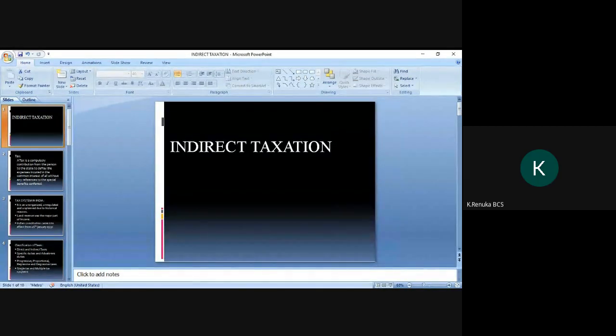Good morning. In today's class, we are going to see about indirect taxation. So, indirect taxation.